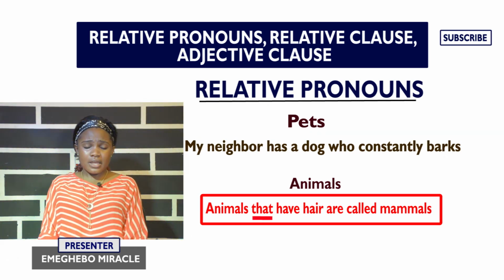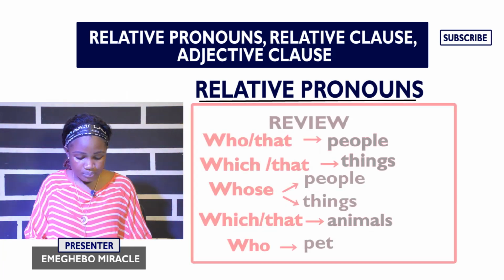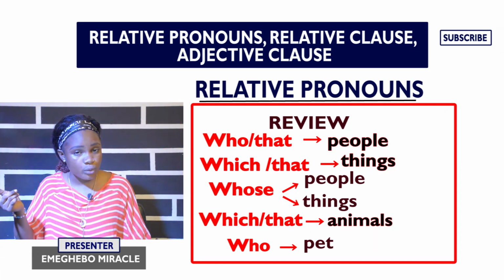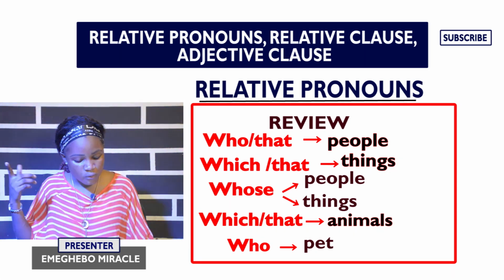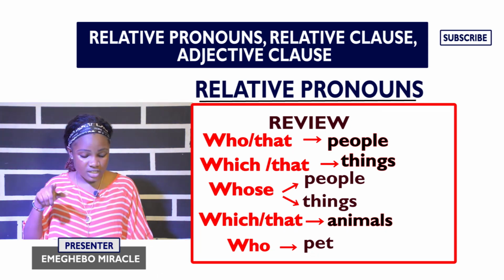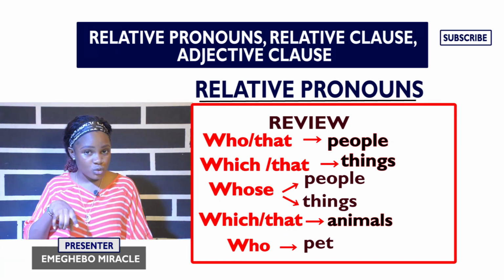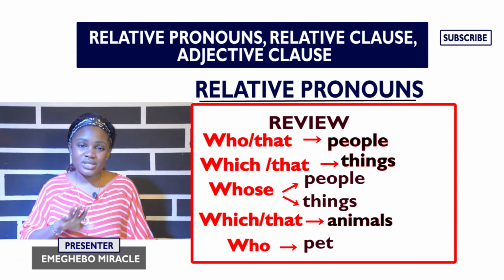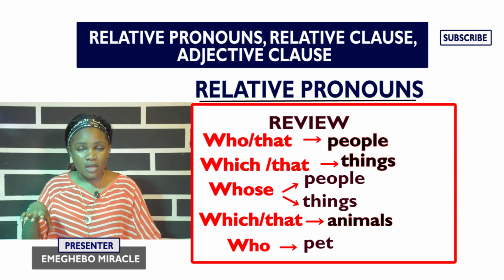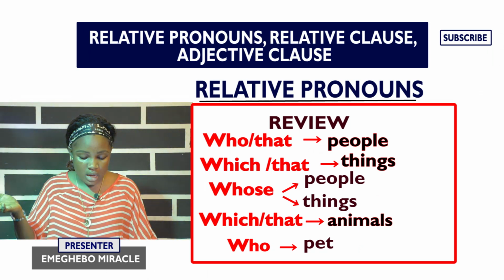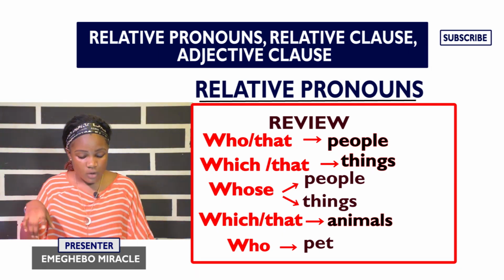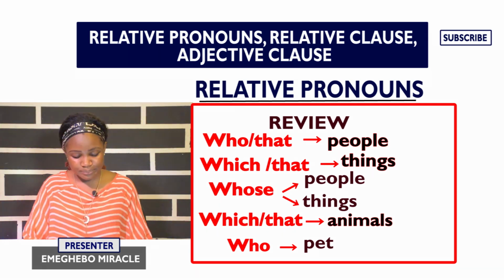So let's look at a mini review. We can use who and that for people. We can use which and that for things. We can use whose for possessive. Please don't make this mistake: whose is used for possessive alone. Possessive can be used for people and sometimes things as well. We can use which and that for animals. We can use who for pets.